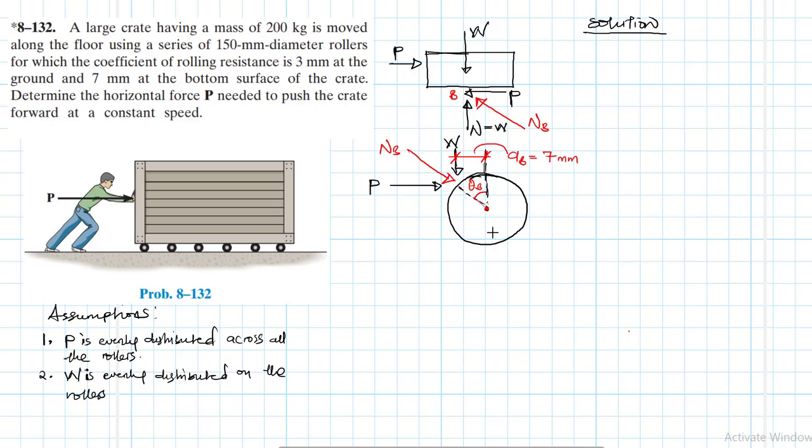Okay, so it is the one that is retarding the motion of the crate as it is being pushed. And then we also have another deformation on the ground of 3 millimeters, and we have a reaction in this direction like this. Let's call this point here our A. Therefore this is going to be our NA, and it also goes directly to this point here like that.